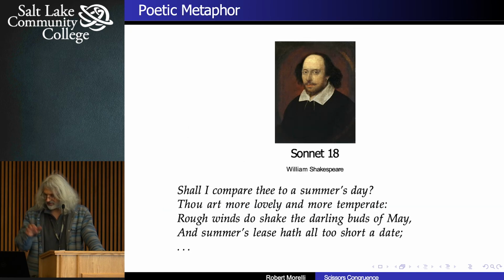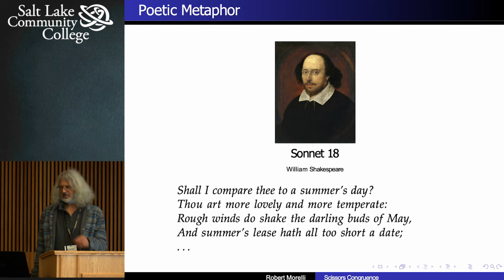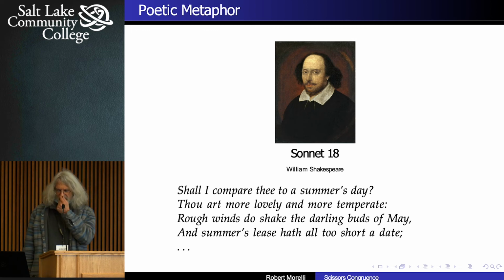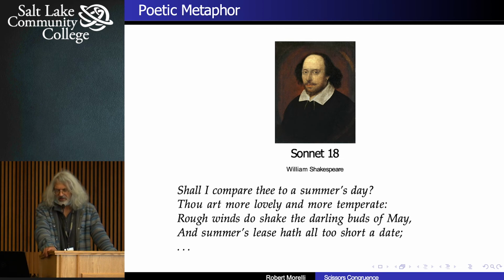And I finish with Shakespeare's Sonnet 18. This doesn't seem to have anything to do with anything, does it? "Shall I compare thee to a summer's day? Thou art more lovely and more temperate. Rough winds do shake the darling buds of May, and summer's lease hath all too short a date." I just want to point out that poetic metaphor seems about as far from geometry as you can get. But on some level, it's really a similar kind of thinking.